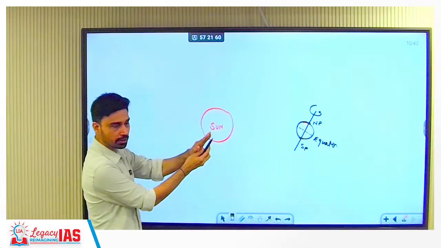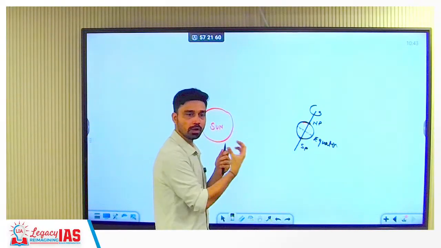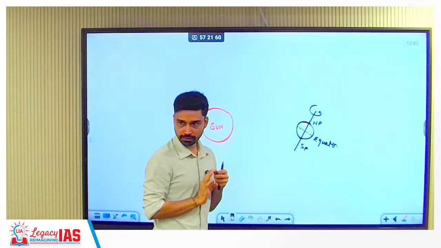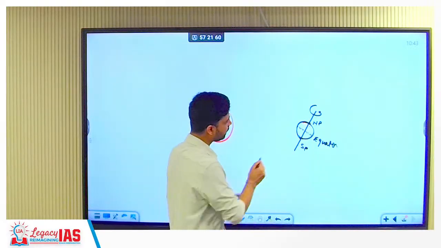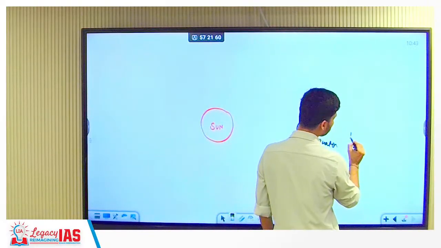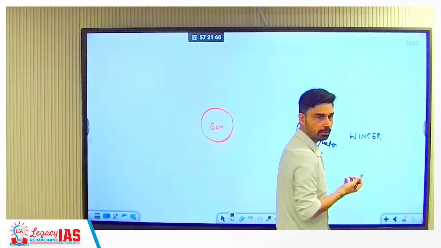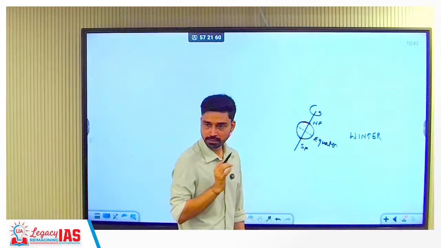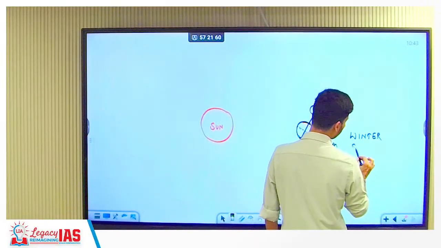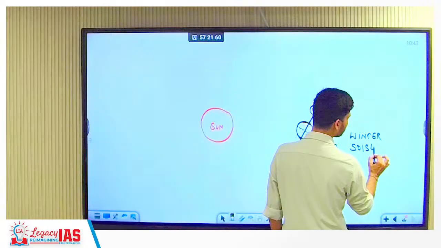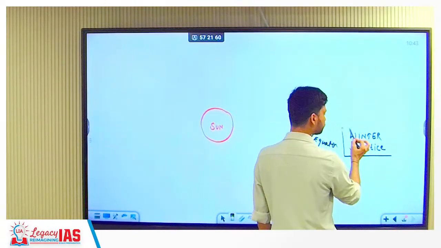So no matter how much Earth rotates, the northern hemisphere will always receive relatively less sunlight. Yes or no? Right. So from the perspective of the northern hemisphere, which season should we experience here? Winter, because the amount of sunlight received is less. So winter, and this particular position of Earth with reference to the sun is referred to as what?